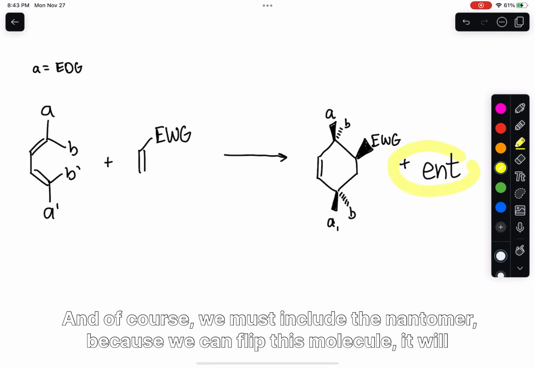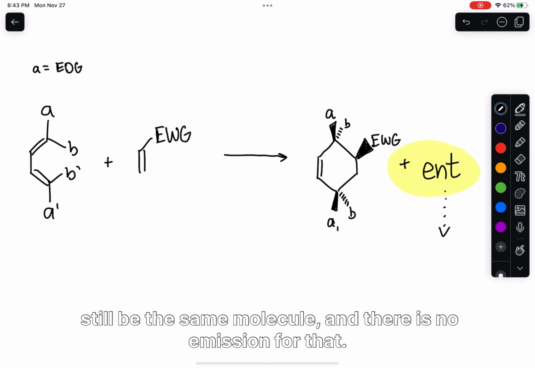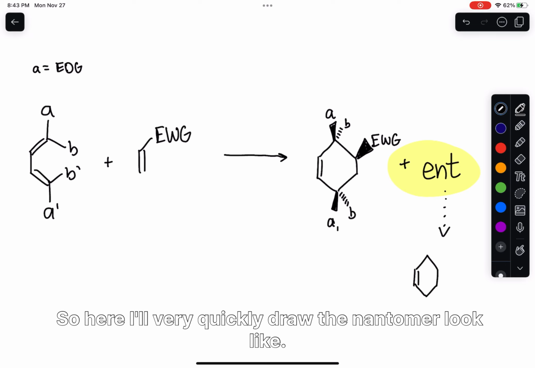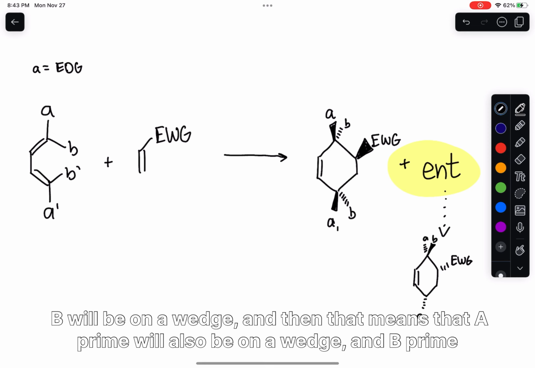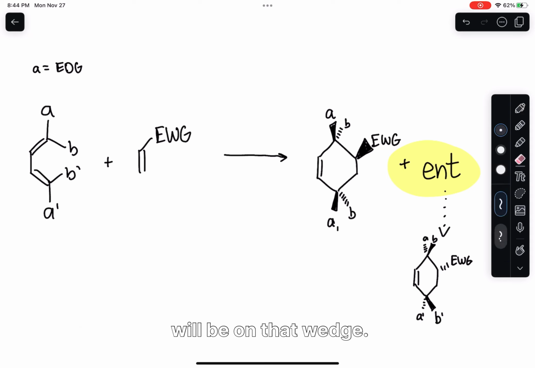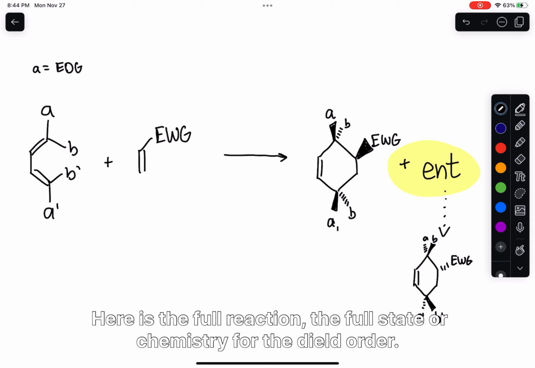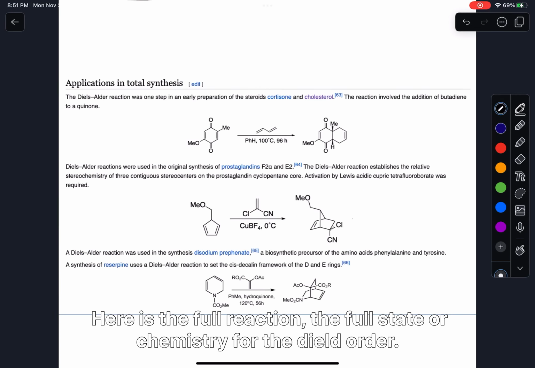And of course, we must include the enantiomer, because we can flip this molecule, it will still be the same molecule, and there's no permission for that. So here I'll very quickly draw what the enantiomer will look like. In this case, electron withdrawing group will be on a dash, which means that A will be on a dash, B will be on a wedge, and then that means that A prime will also be on a dash, and B prime will be on that wedge. Here is the full reaction, the full stereochemistry for the Diels Alder.